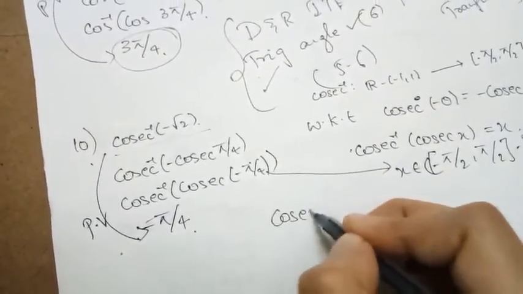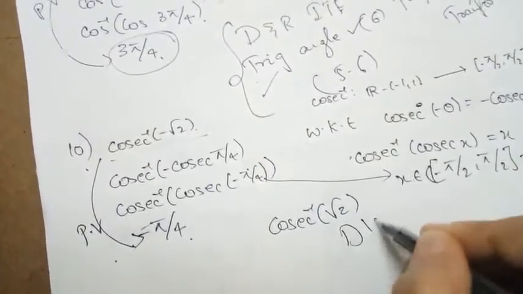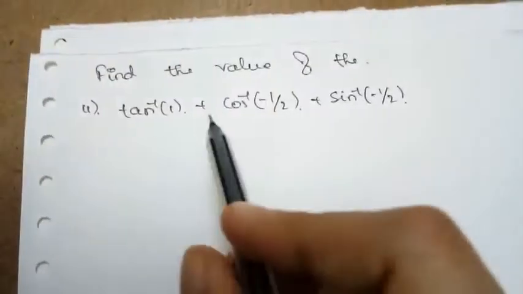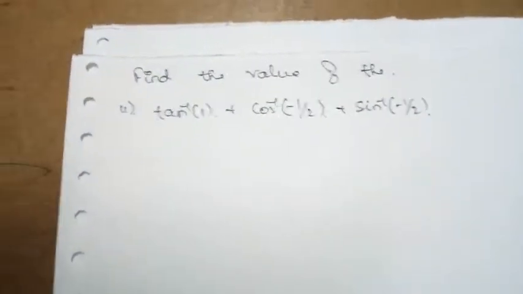So try to do it yourself for cosecant inverse of root 2. It is for your own work. Then the next question is, we need to find the value of this trigonometric expression.